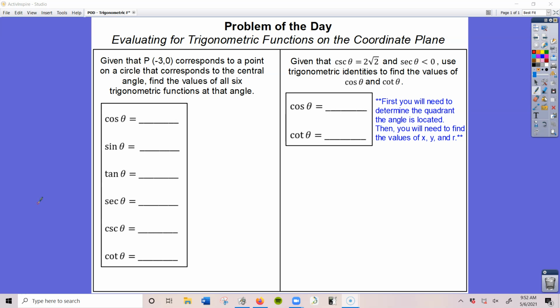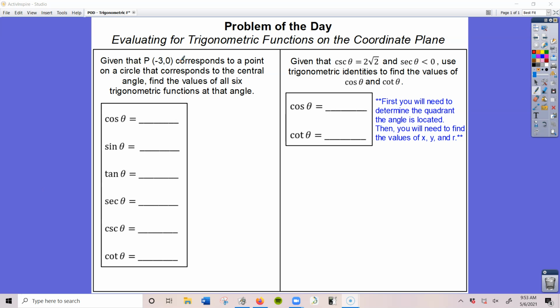Hey guys, this is the problems of the day for evaluating trigonometric functions on the coordinate plane. So let's start with this first question. Given that P at (-3, 0) corresponds to a point on a circle that corresponds to the central angle, find the values of all 6 trigonometric functions at that angle.